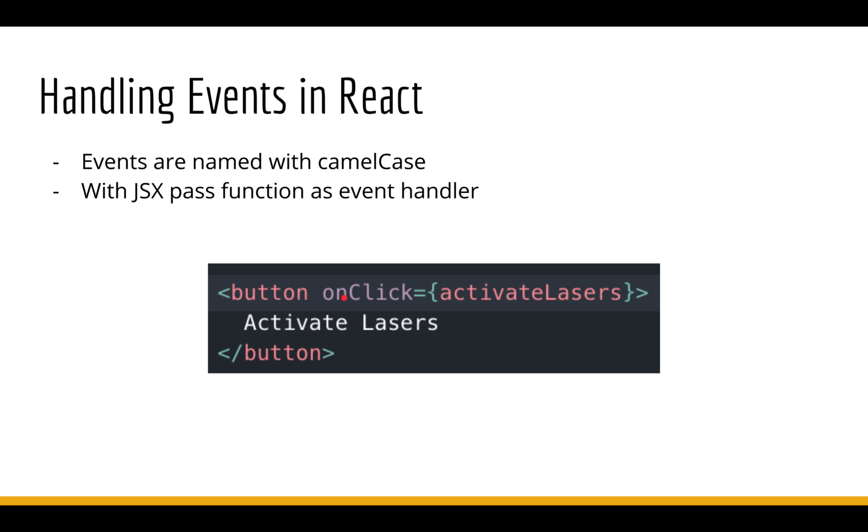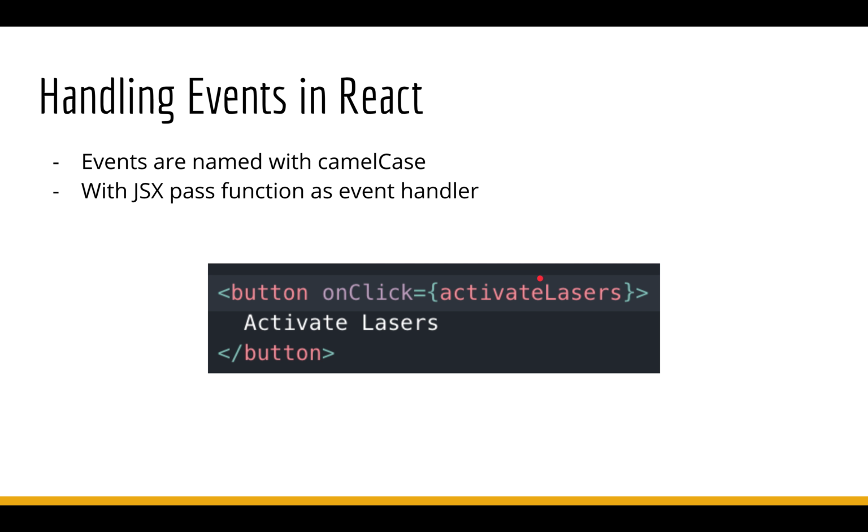This is kind of nice. I just like reading the camel case more than the all lowercase. And then we're actually using our curly bracket syntax that we've used before with React JSX, and we are passing in the name of our function. So the way that you should think about this is really what we're doing is we're passing a function reference to the onClick event handler here.